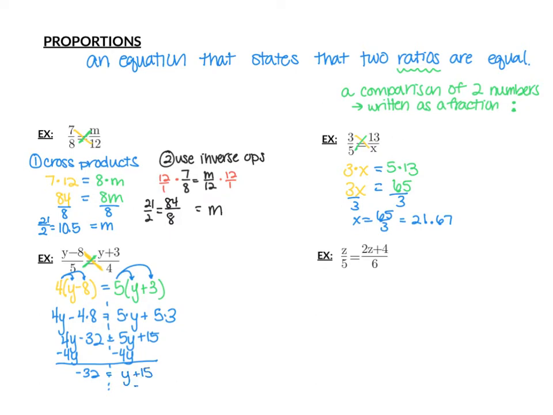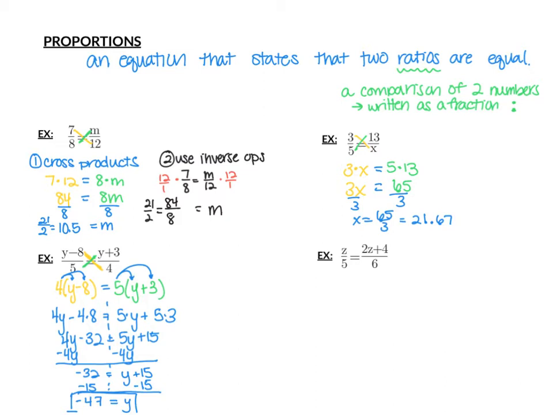Now using inverse operations, I'm going to undo the 15 to give me y equals negative 47. Okay. And we could check our work on these just by plugging it in. So try this next example. Hit pause and see how you do.